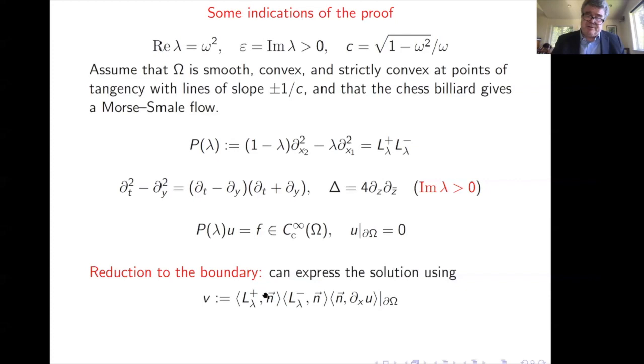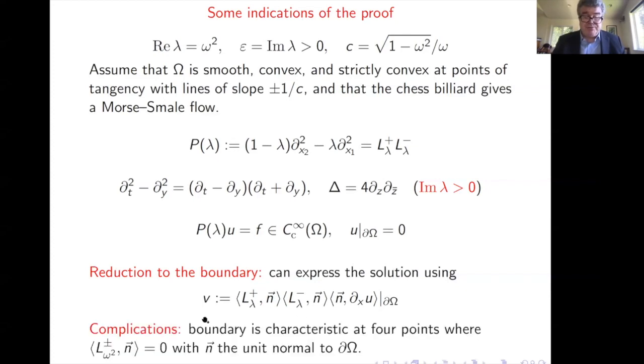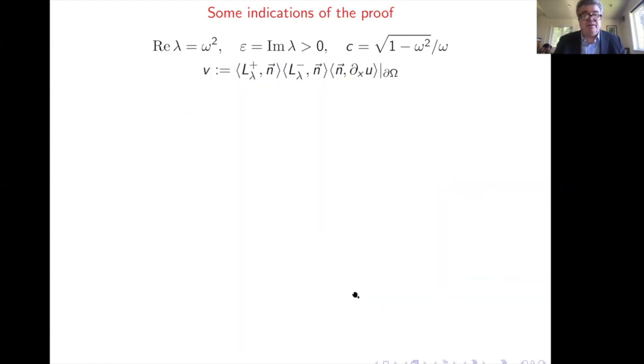Well, here it's a little more complicated. There is a normal derivative, but there's a prefactor, and the boundary is characteristic, namely that at four points where we have tangency of those lines to the boundary, this vanishes. So this is zero. So it's not just a normal derivative.